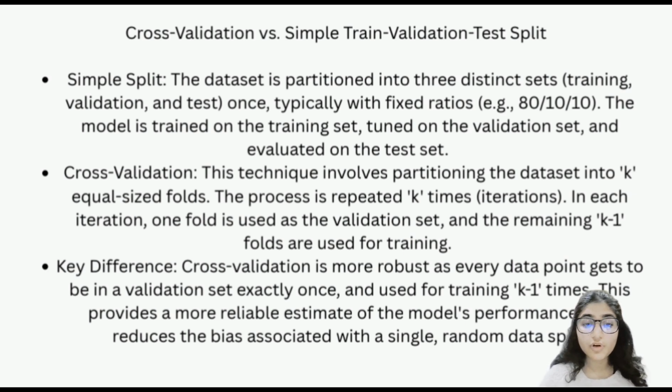So the key difference is that cross validation is more robust, and the simple split, as its name suggests, is simple. In cross validation, we have k folds, so training is performed k times, and in a simple split, training is performed only one time.